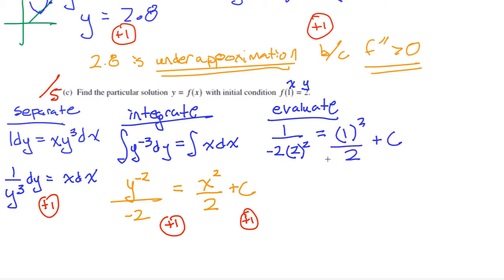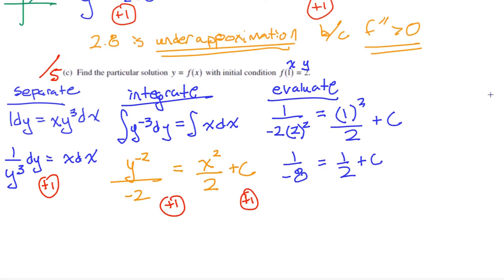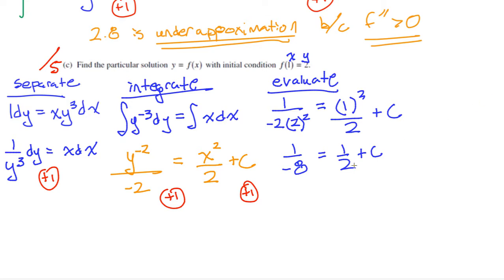Plus c. And then I'm going to simplify this. 2 squared is 4 times negative 2 is negative 8. So 1 over negative 8, that's going to be equal to 1/2 plus c. Subtract 1/2 from both sides, which is the same thing as subtracting 4/8. So I have negative 5/8 is equal to my c.